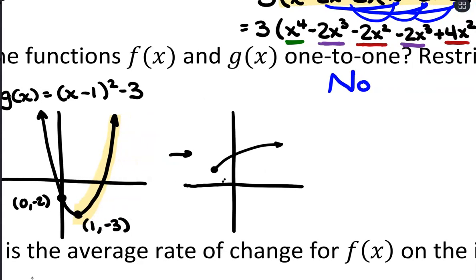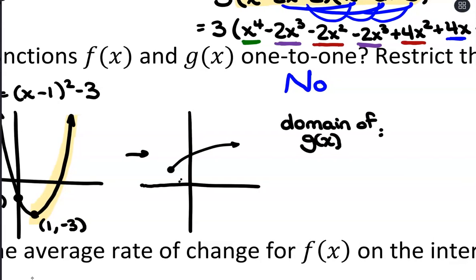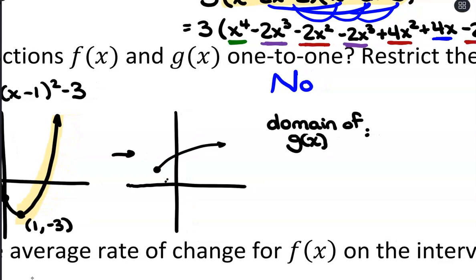Okay, so what I'm going to use for g of x is I'm going to fix the domain so that we're going from 1 on to infinity. So I'm going to start at 1, go up to positive infinity.